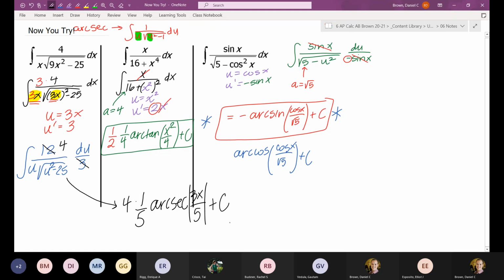And you can leave your answer like that. Remember, for arcsecant, it does have to have absolute value signs instead of parentheses. Marcus. So if you're doing substitution, you just substitute that x to 1/3 u and.